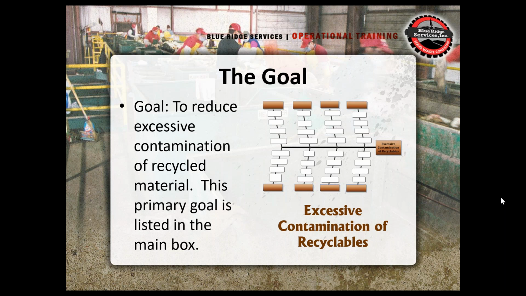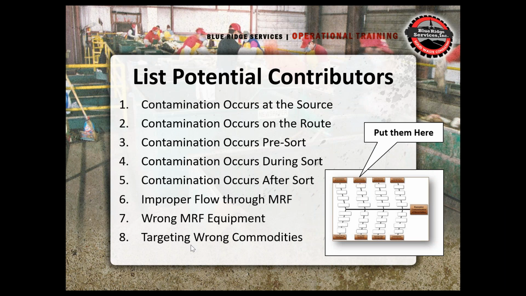But the goal is listed in the box on the right. Excessive contamination of recyclables. That's our problem. That's what we're trying to solve. And we may have contributors, and this doesn't come from us always. Sometimes we will put topics in here when we're brainstorming with the group, but it often comes from your team, your laborers, your operators, your staff. They'll say, hey, we think we're having some problems. So we have the main heading, the main box at the right, excessive contamination of recyclables.